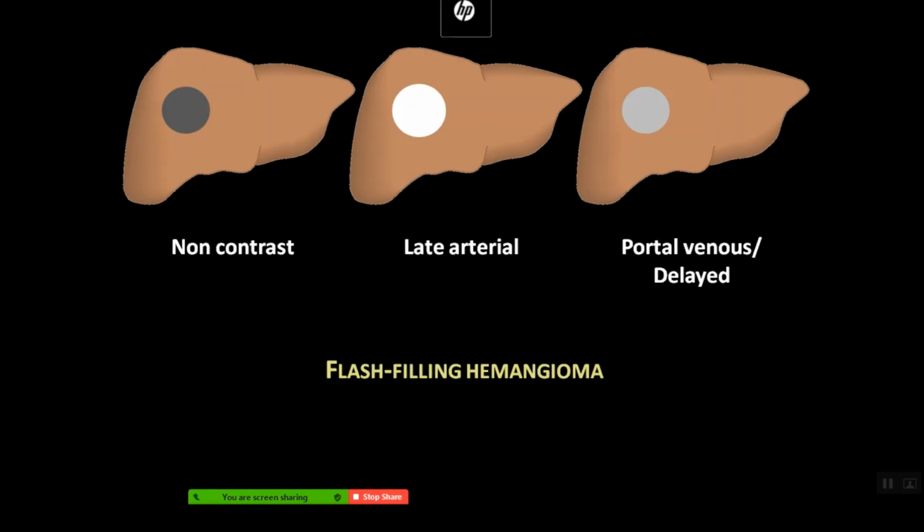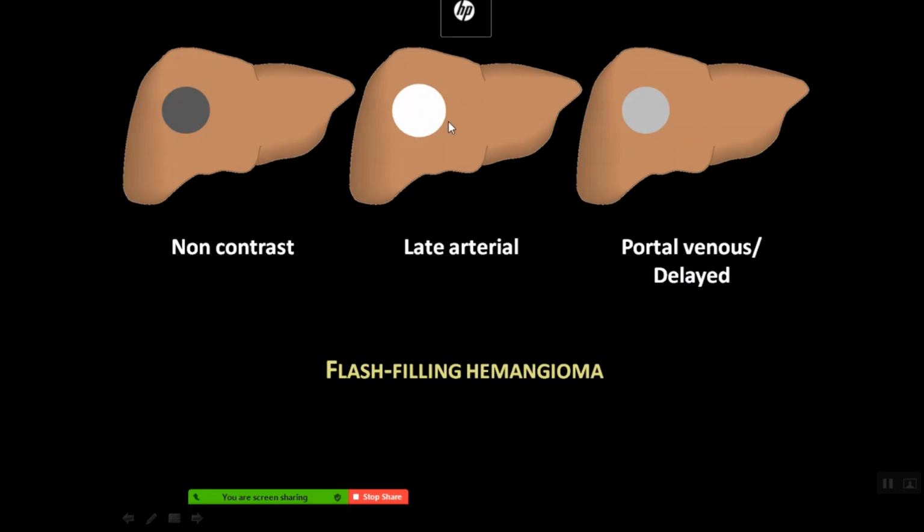Okay. Then the second type is a flash filling hemangioma. So here it just fills completely. On the late arterial phase, it's completely filling. And again, on portal venous or delayed, it's sort of iso to the aorta, right? So that helps you. It remains iso to the aorta. Here sometimes the differential is an FNH, which we'll discuss later, but it doesn't matter, both are benign lesions.